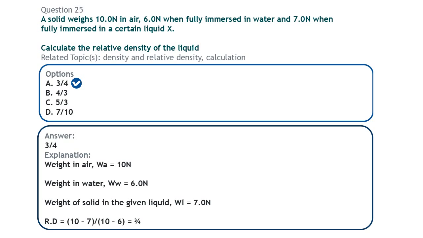Okay, so the weight in air is 10, the weight in that liquid is 7. So the difference in the weight in the liquid is going to be 10 minus 7, divided by the difference in the weight in the water, and that will be 10 minus 6. So you have 10 minus 7, 3, over 10 minus 6, which is 4. So here we have the relative density to be 3 over 4.